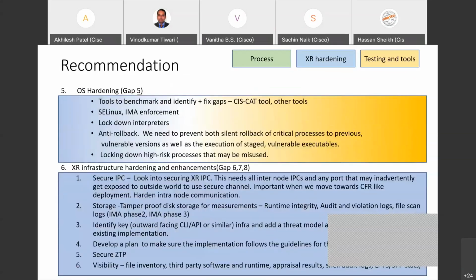Each of these recommendations will itself have a discussion for an R plus. So I'll just touch upon what areas were recommended with respect to the software to be uplifted, so that we are aware while we are reviewing or writing a functional spec, you take care of these considerations going forward. OS hardening has gaps which are identified here. SE Linux, IMA enforcement are mandatory. XR infrastructure needs hardening and enhancement. Secure IPCs we need to have. Secure ZTPs have to be developed.